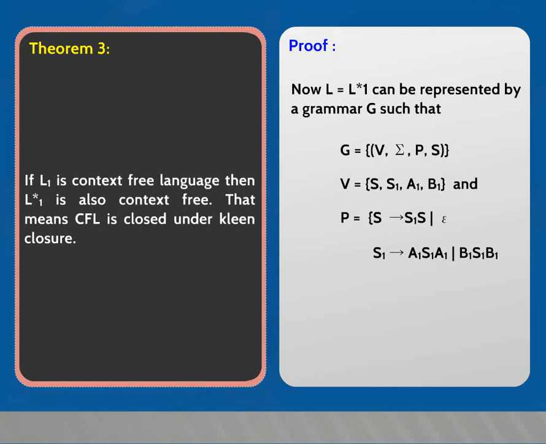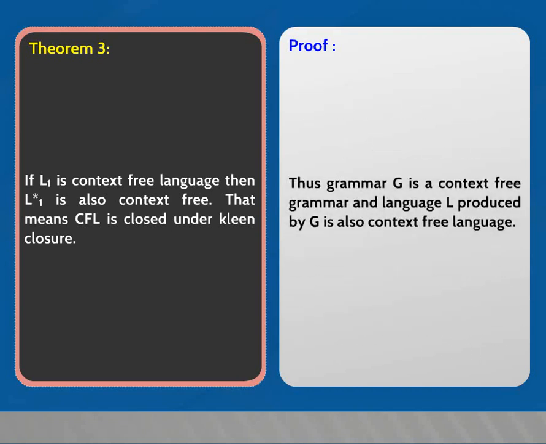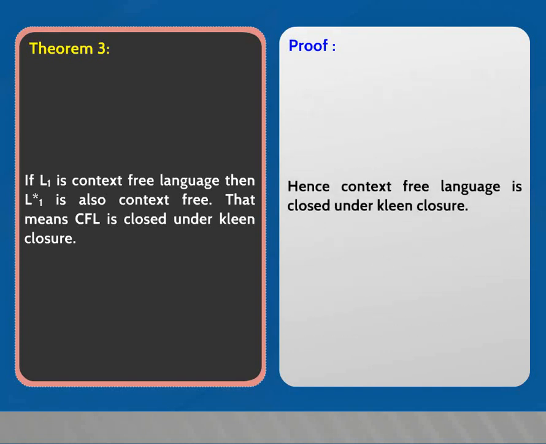S1 provides A1 S1 A1 or B1 S1 B1. Capital A1 provides small a, capital B1 provides small b. Thus, grammar G is a context-free grammar and the language L produced by G is also a context-free language. Hence, context-free language is closed under Kleene closure.